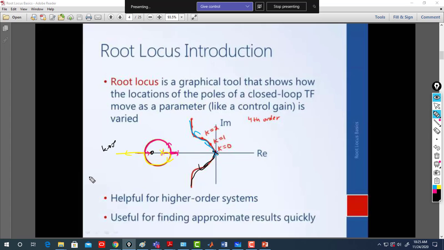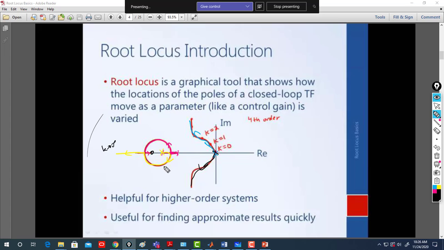So the root locus method is helpful for higher order systems. Like for example, the system whose root locus I'm drawing now. Can you tell me the order of that system? Can you guess? It's order 4. Why is the order 4? Because I have 4 branches: blue, black, pink, and yellow. 4 branches, 4 paths. So that's why it's a fourth order system.